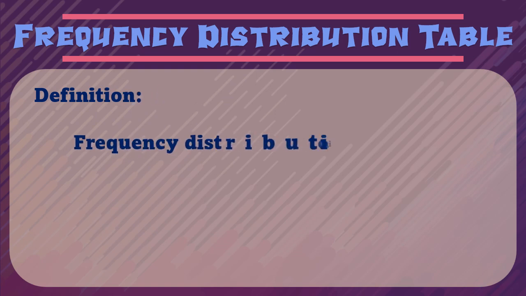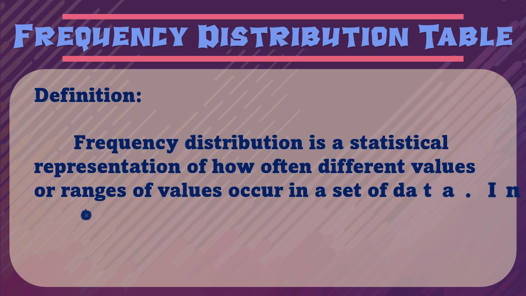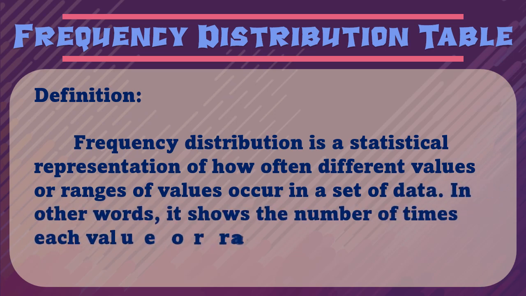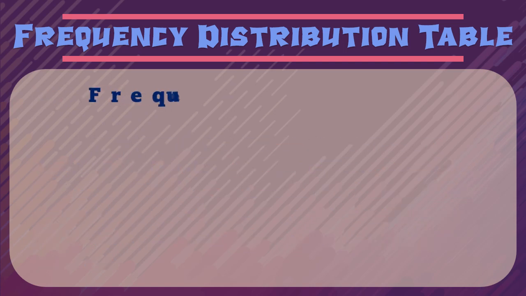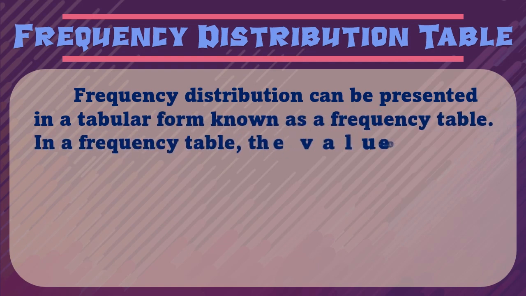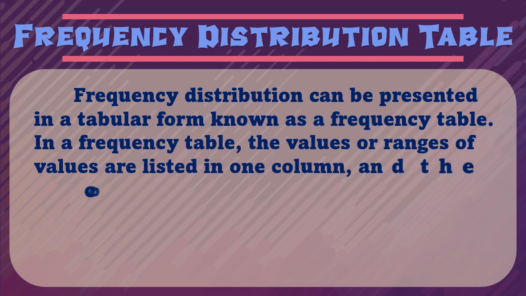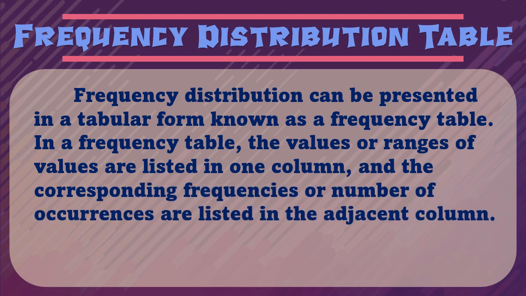Definition. Frequency distribution is a statistical representation of how often different values or ranges of values occur in a set of data. In other words, it shows the number of times each value or range of values appears in a dataset. Frequency distribution can be presented in a tabular form known as a frequency table. In a frequency table, the values or ranges of values are listed in one column, and the corresponding frequencies or number of occurrences are listed in the adjacent column.